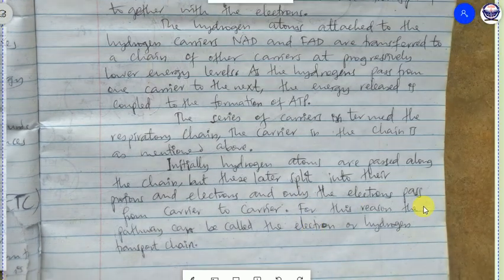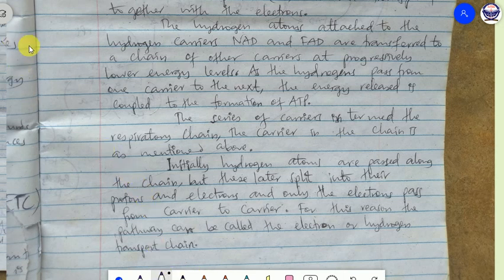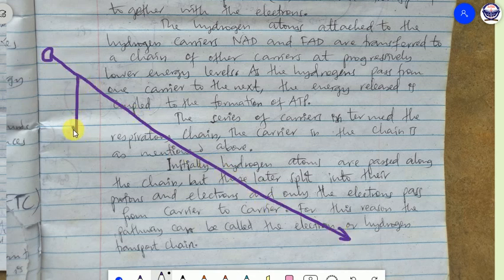So when hydrogen tends to transfer from one level to another, when we are saying about the progressively lower level, we mean that here we have a series of hydrogen carriers and we are drawing them as if they are in this direction. That means if we have our NAD here, when this NAD moves down the electron transport chain, it releases ATP, and in the case of NAD, it releases 3 ATPs.